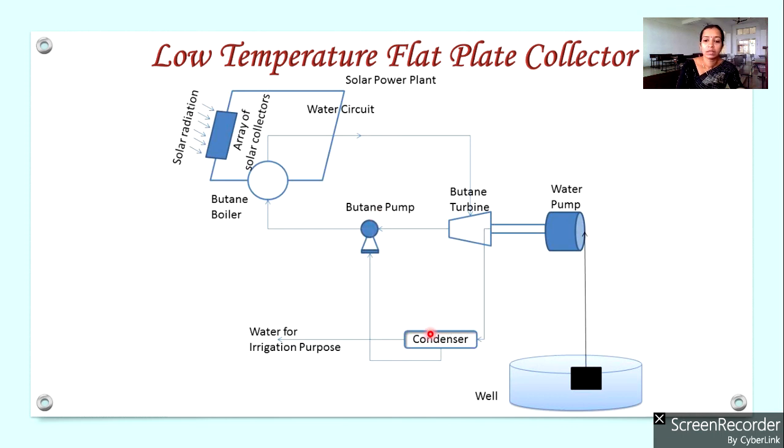Now, the condenser cools the butane vapor by taking cold water from this well itself. So this water pump lifts water from this well. That water itself can be used for cooling the butane vapor, and the water after cooling the butane vapor can be used for irrigation purposes. So this is the working of a low temperature flat plate collector.